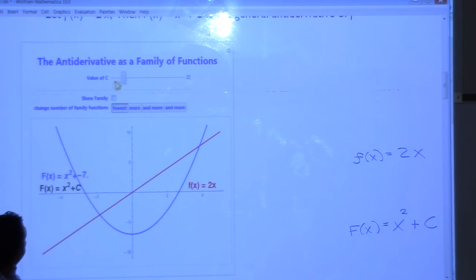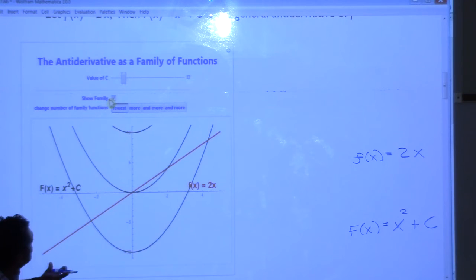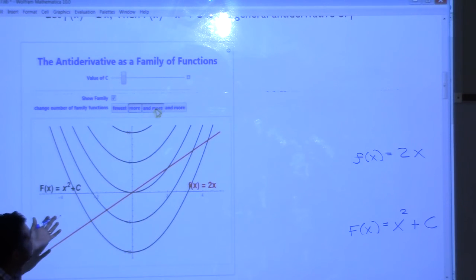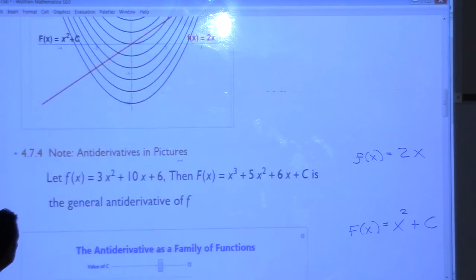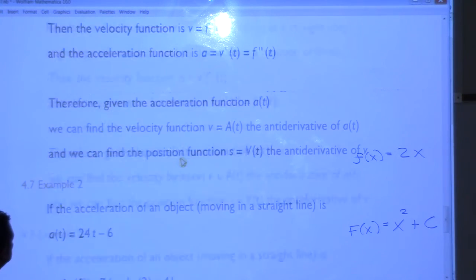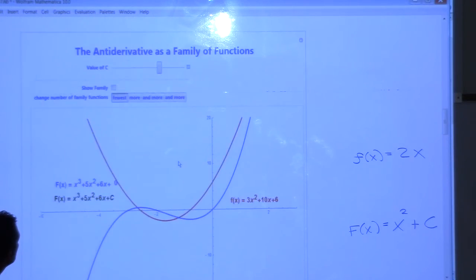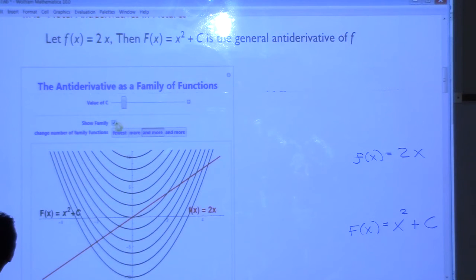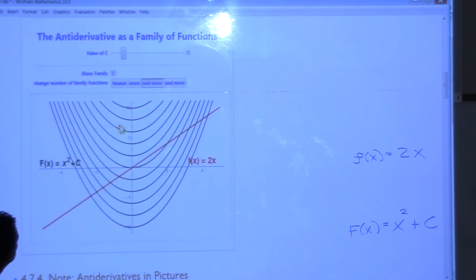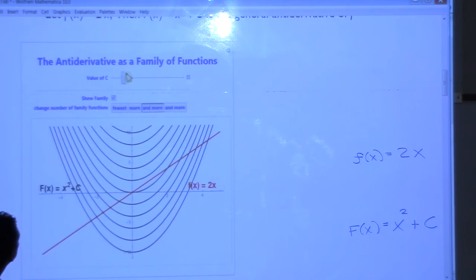But what I need you to see is that there's actually, it's the entire family of these, right? It's all of these here. And there's something that they all have in common. And I thought that was on, no, it's not there. Where is it? Show family. I don't know where it is. Oh, wait. There it is. Okay, I knew it was somewhere.